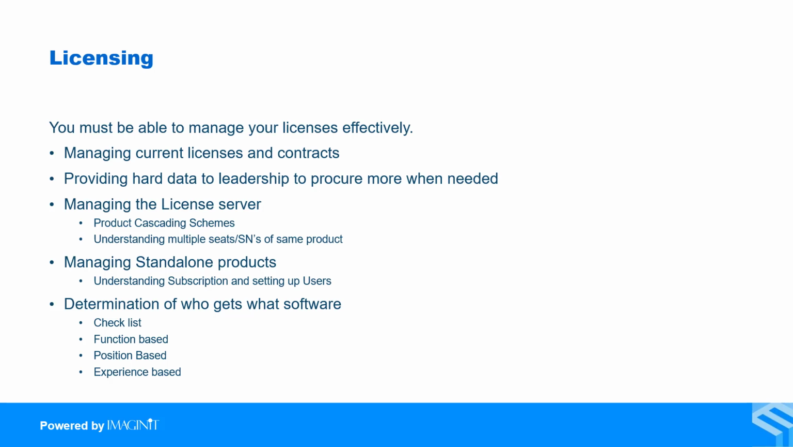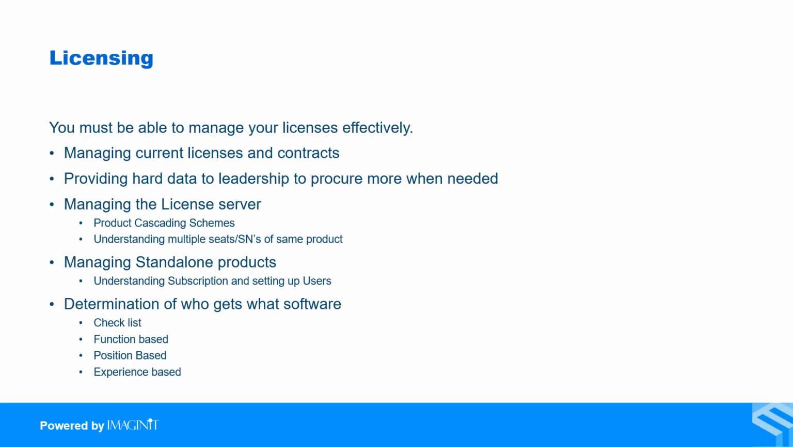If you still have multi-user licenses, which I know are on the way out, but you still need to understand how to manage the license server. That includes product cascading schemes, understanding multiple seats with different serial numbers of the exact same product and how that interacts. Now that we're primarily going to a standalone or a named user, you need to understand subscription and how to set up users and how to make sure that you get their software up and running correctly.